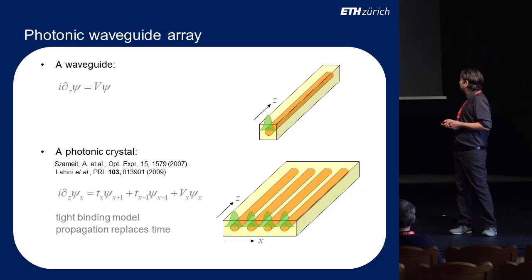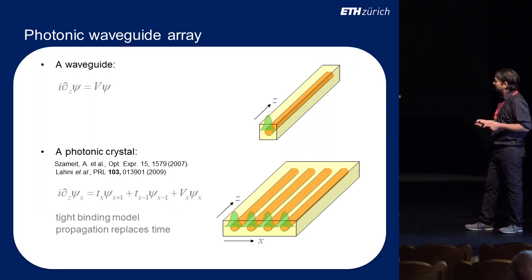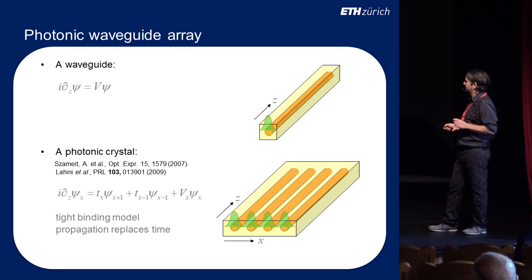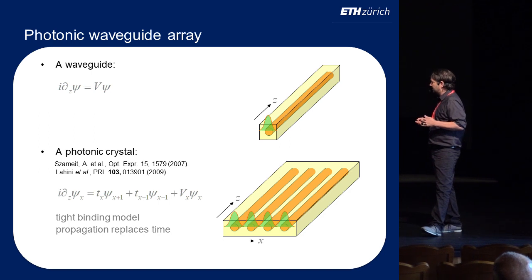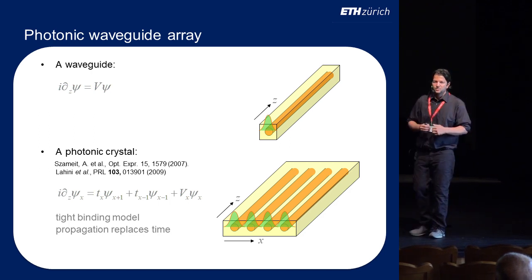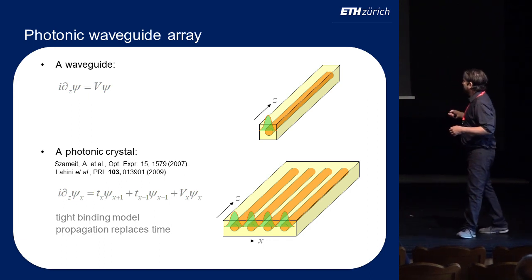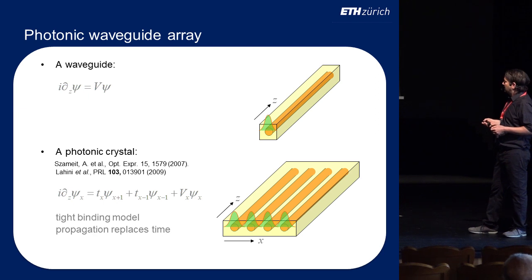Instead, you can also just take many wires together, and if you put them close enough together such that this evanescent mode of the wire starts to overlap with its neighbors, what you actually can see is that if you inject light into one of those waveguides, it will start hopping to its neighbors as it propagates along the z direction.